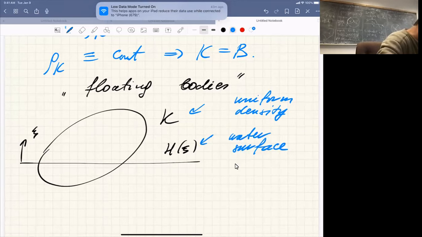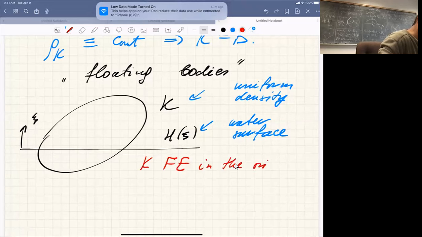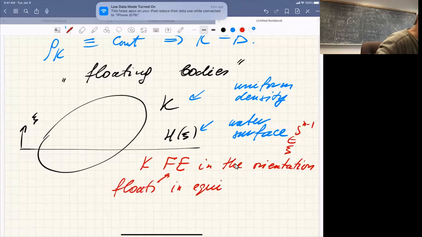And you're going to look at the notion of floating in equilibrium. So I will say K floats in equilibrium in the orientation ψ, where ψ is the unit vector. So what does it mean? This means floats in equilibrium.